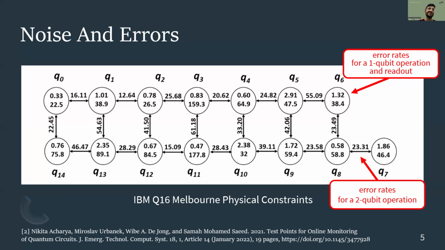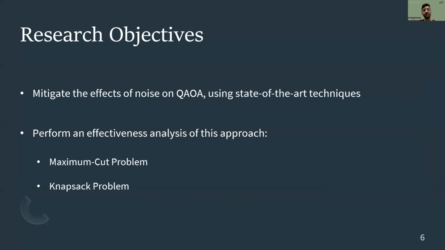These errors deteriorate the final quality of the output of the algorithm in such a way that QAOA becomes not practical at all. Therefore, the research objectives of this work are firstly to mitigate the effects of noise, in particular using some state-of-the-art techniques for error mitigation. Also, we want to perform an effectiveness analysis of this approach to see if it is really functional for two well-known optimization problems, which are the maximum cut problem and the knapsack problem. Let's start with the first point.